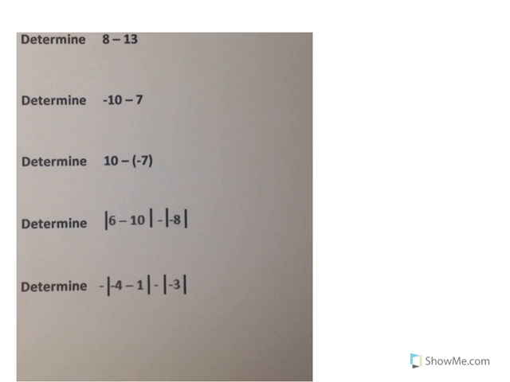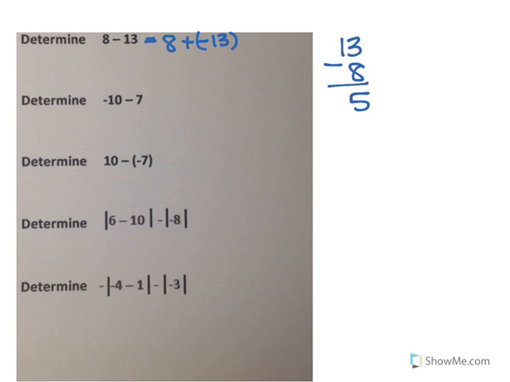Let's try a few example problems. The first one is 8 minus 13. Remember, we can rewrite this as 8 plus negative 13. And we apply the rules we learned about adding integers with two different signs. So 13 minus 8 gives me 5.